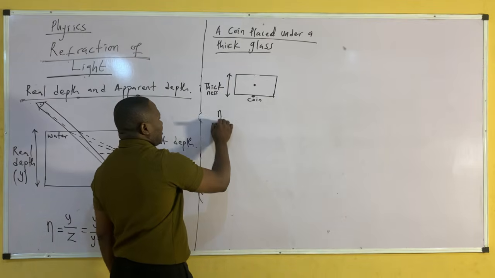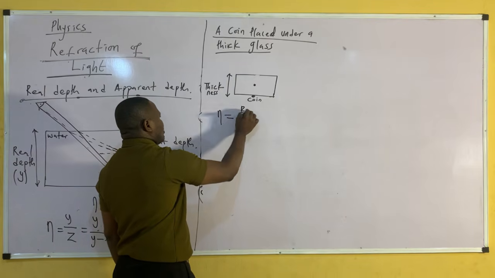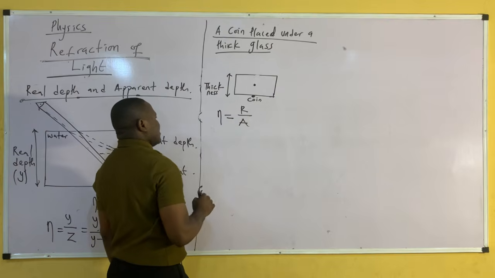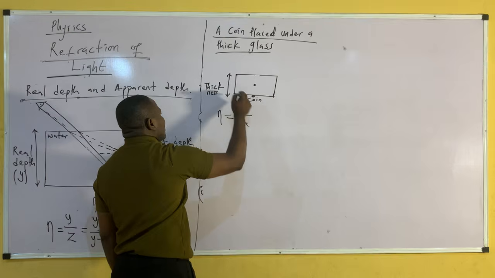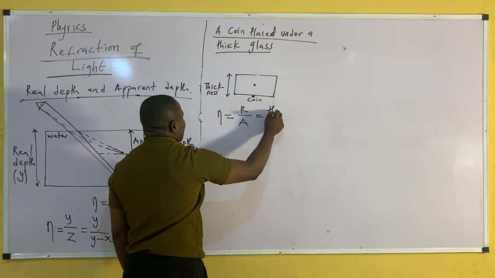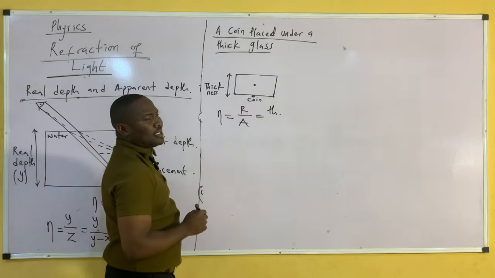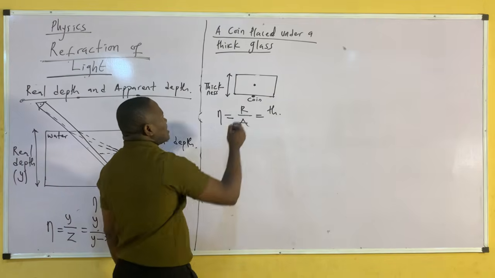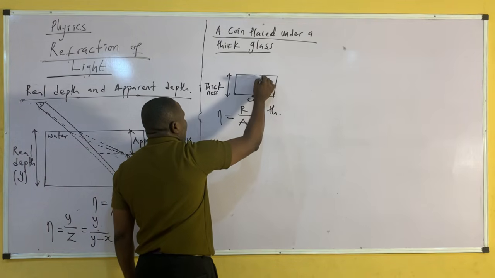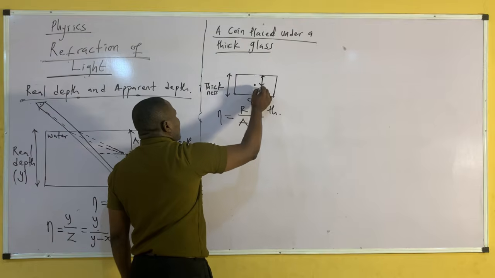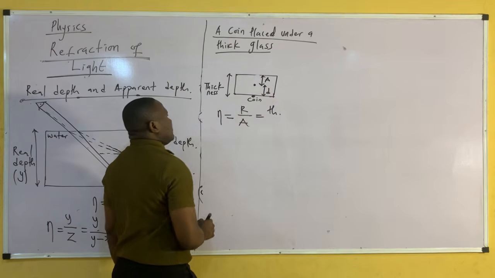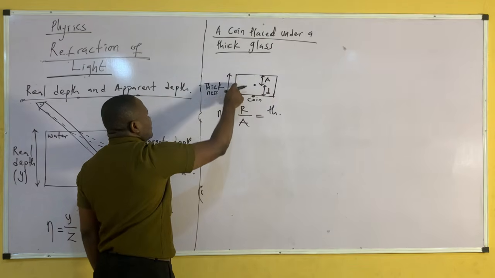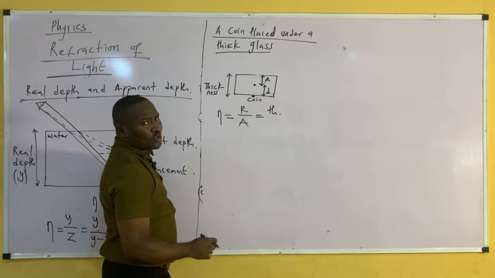We still know that refractive index equals real depth over apparent depth. But now, what is the real depth? This is the real depth. So the real depth is our thickness. Then what is the apparent depth? This is the apparent depth, the fake depth, while from here down is the displacement. While this is the real depth, and the real depth is called thickness.